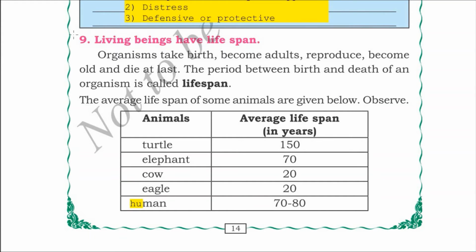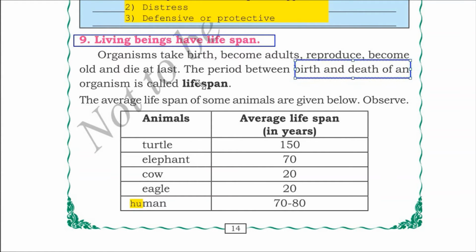The next characteristic that we are considering is that living beings have lifespan. All organisms take birth, become adults, reproduce, become old and die. The period between birth and death of an organism is called its lifespan. So the time that has elapsed between the birth and the death of an organism is called its lifespan.